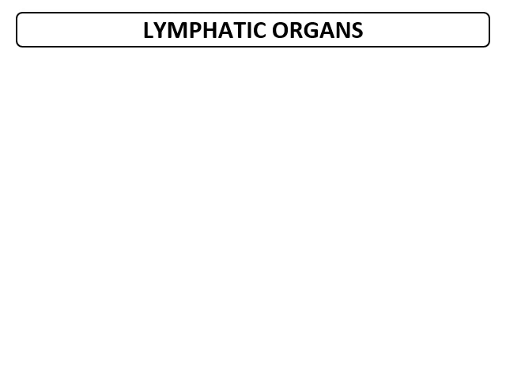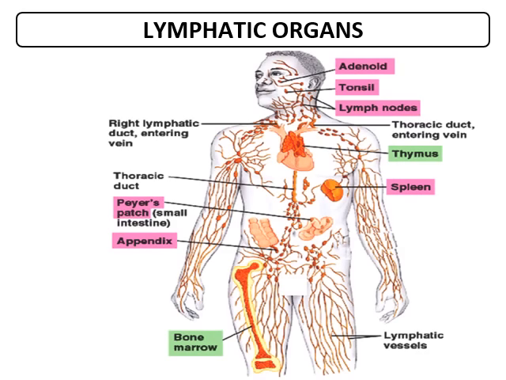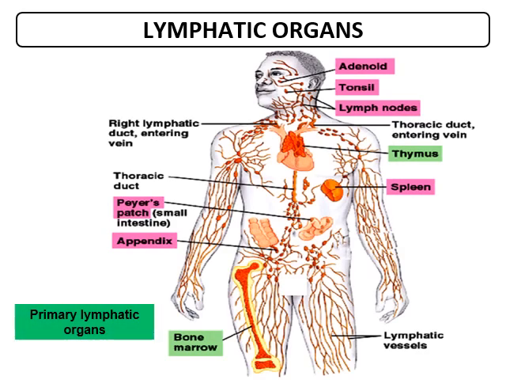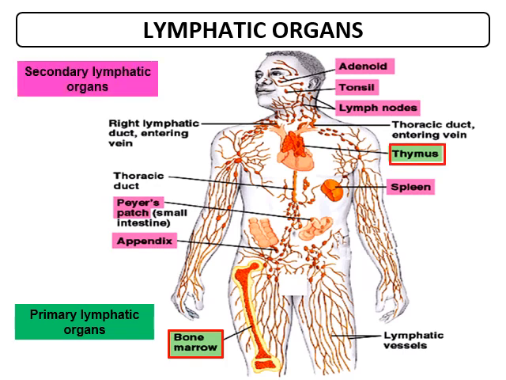Lymphatic organ. There are 2 types of lymphatic organ. First, primary lymphatic organs such as bone marrow and thymus. Second, secondary lymphatic organs such as tonsil, lymph node, and spleen.